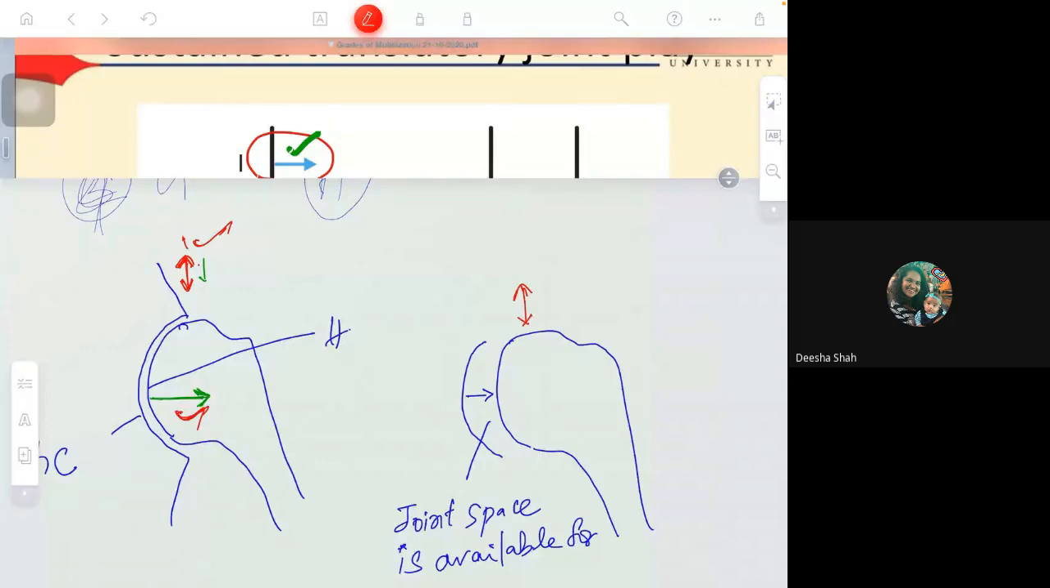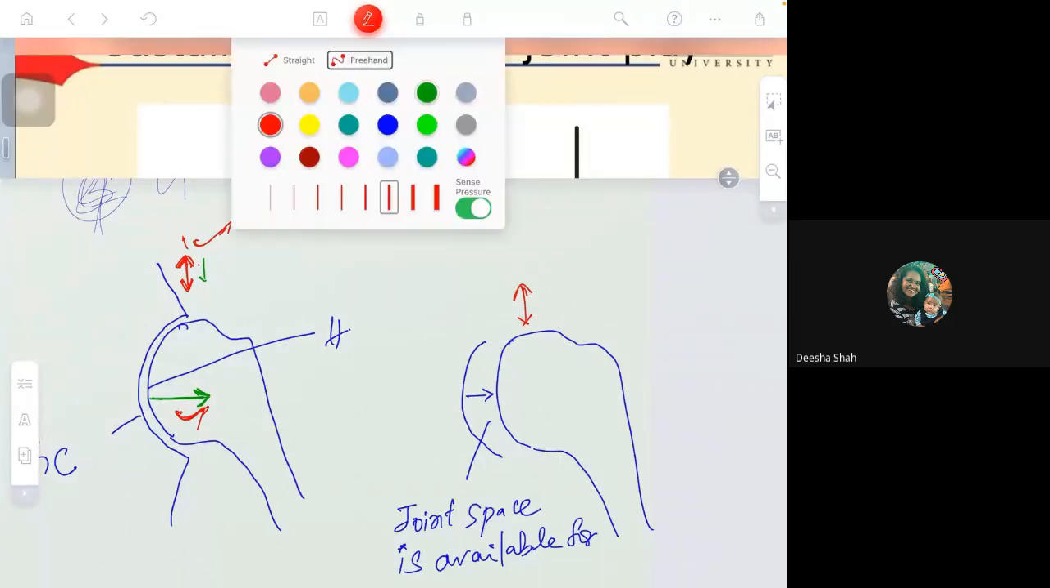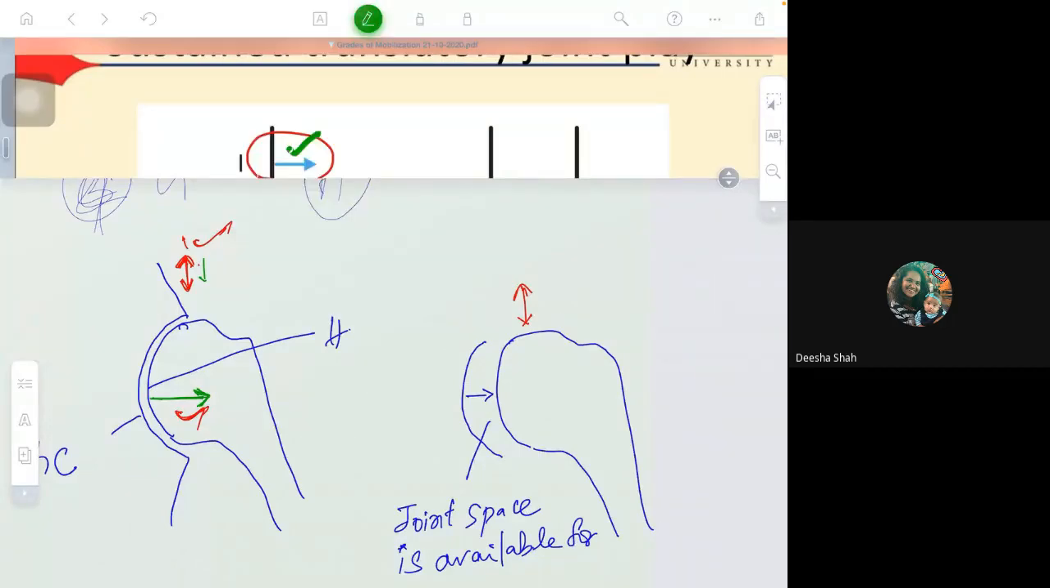So this is the distracted position. We are distracting. What is distracting? The arrow mark is only in one direction. You see only one direction. You are separating the joint and then you are giving the gliding so that there will be no friction. So this is grade 1.